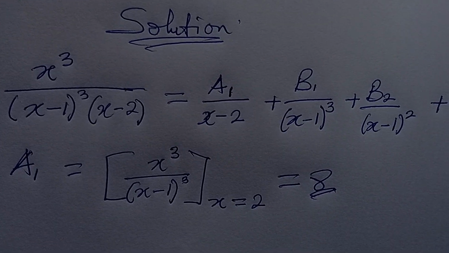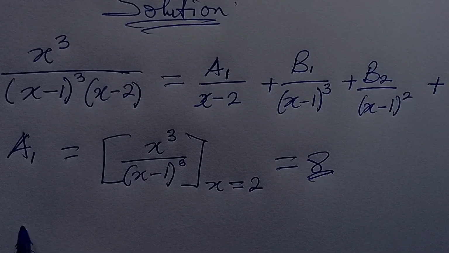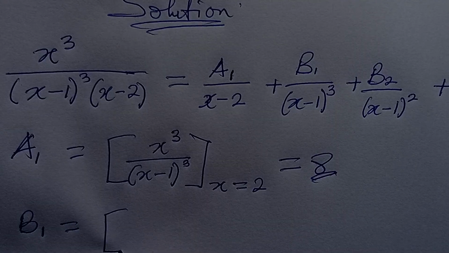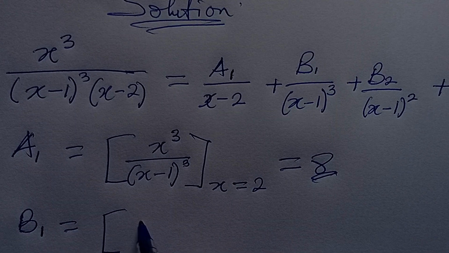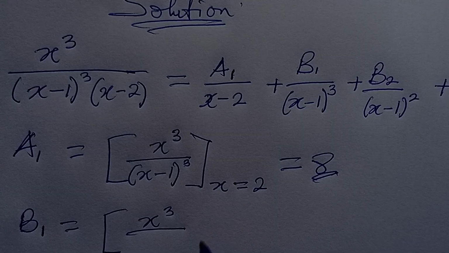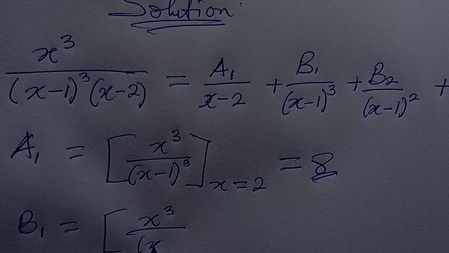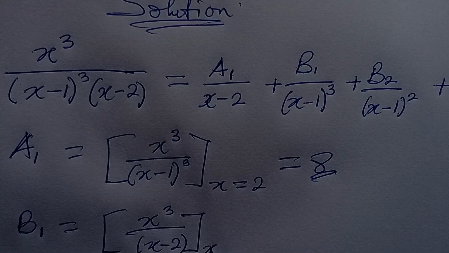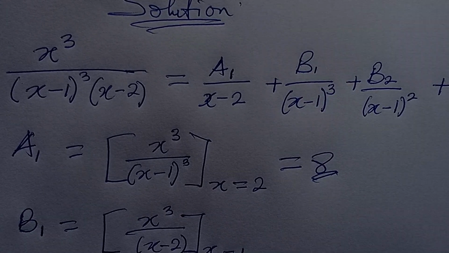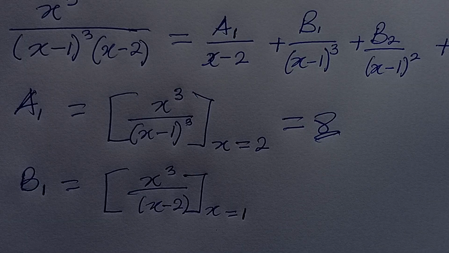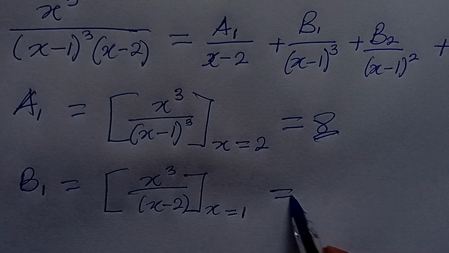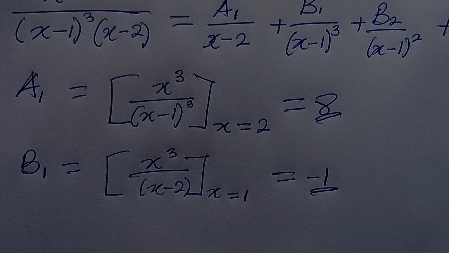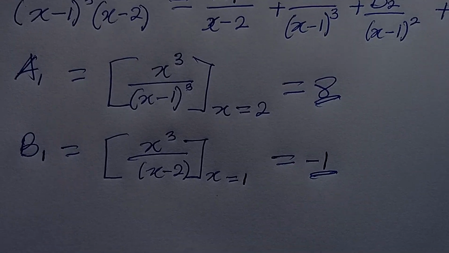So how do we get B1, B2, to B3? For B1, we're going to apply the same method. So we have x to the power of 3 all over (x minus 2), and here we're going to set x to be equal to 1. If we set x to be equal to 1 and substitute in, this is going to give us minus 1. So this is the value of B1. Then we go for B2.